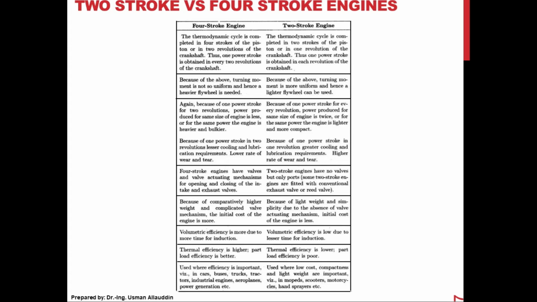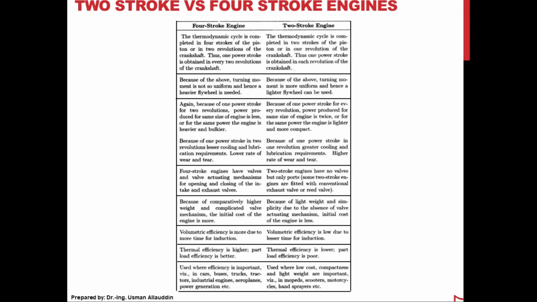But in a two-stroke engine we get power on every revolution of the shaft. So the forces which are acting on the piston, connecting rod and the crankshaft will be uniform. And when the forces are acting uniformly, the torque will also be uniform, and you do not need a heavier or bigger flywheel.